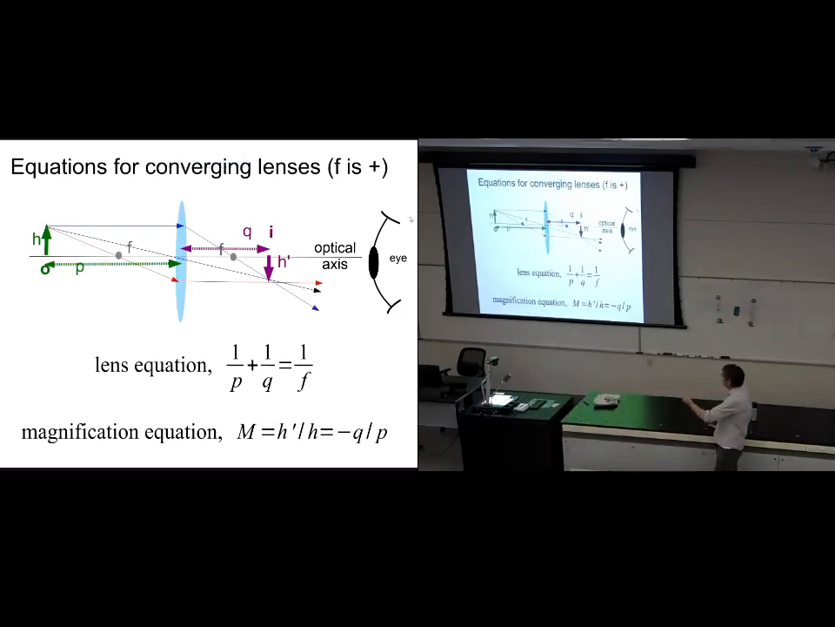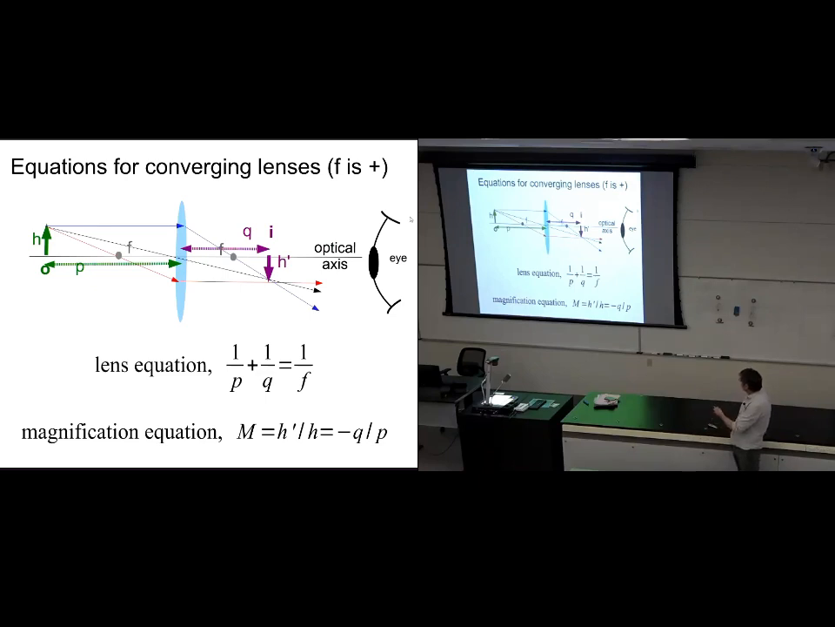This is just the same picture again. And these are the equations that accompany that ray tracing, that support that ray tracing. They tell you exactly what the image position is that you just traced out. They tell you exactly what the image magnification is that you just traced out. So these are the equations that support that ray tracing.